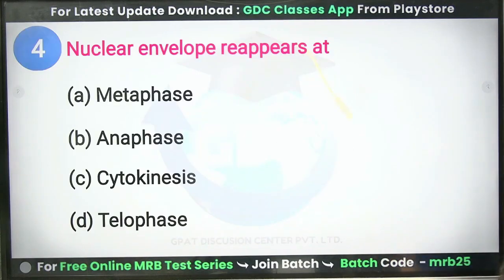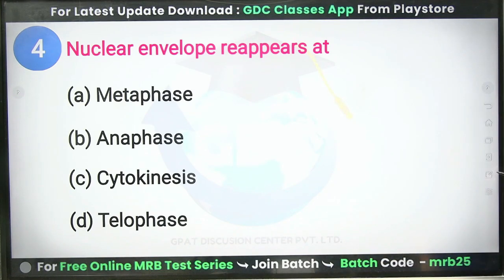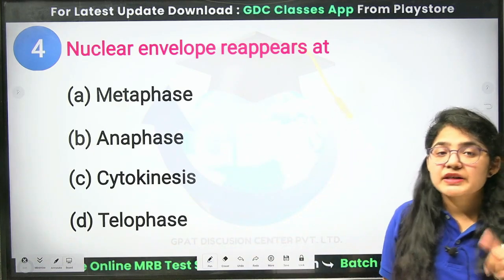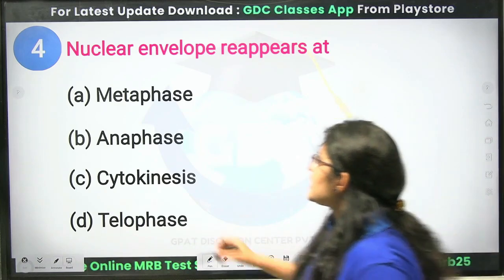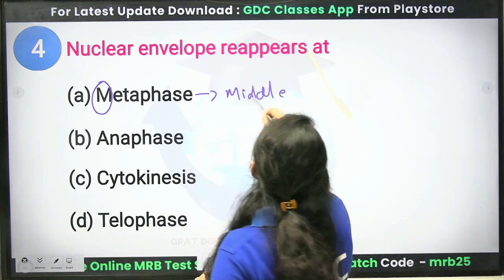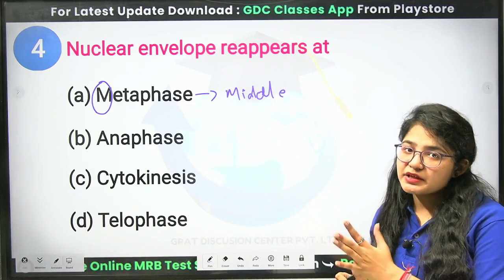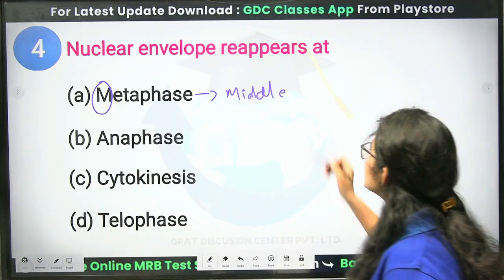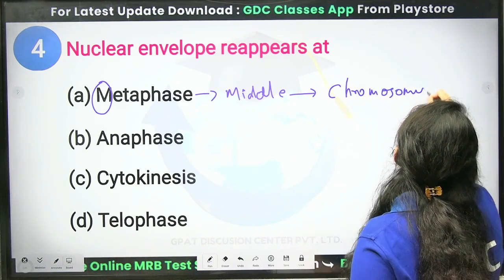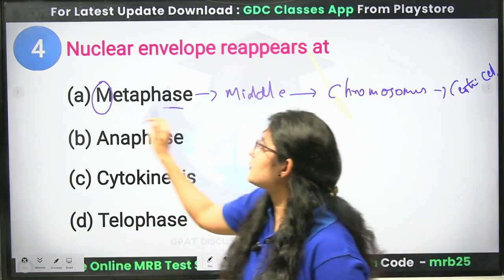Okay. Next question. Nuclear envelope reappears at, okay. Now, these are the phases of your cell division: prophase, metaphase, anaphase, cytokinesis and telophase. I am just telling you a small trick for understanding the different phases of a cell and the process which takes place in each phase. From M you can understand the middle, which means your chromosomes come to the center of the cell. This is what takes place in your metaphase.